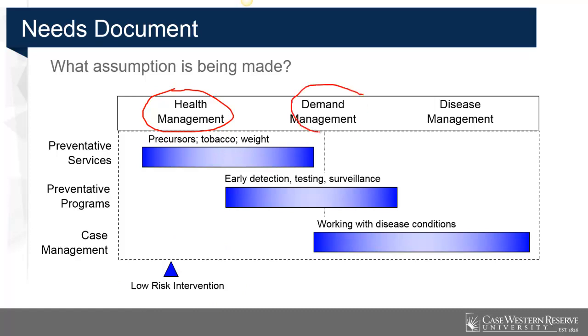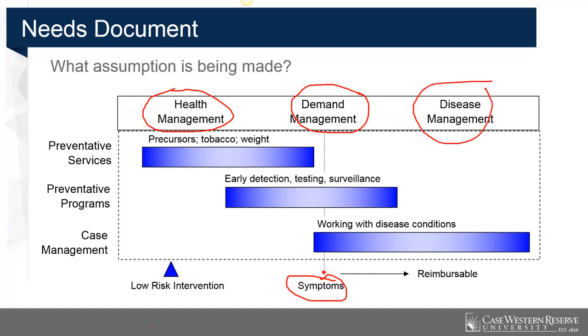Then there's this idea of demand management, and the way to understand this and put it in the right context is to note that demand management is associated with symptoms. So once somebody exhibits symptoms, now in the U.S., reimbursement follows only when symptoms have been established. So demand management is associated with the first occurrence of symptoms, and disease management is associated with the fact that the disease is ongoing and this is something chronic. So what you start to see, of course, is three levels of action.